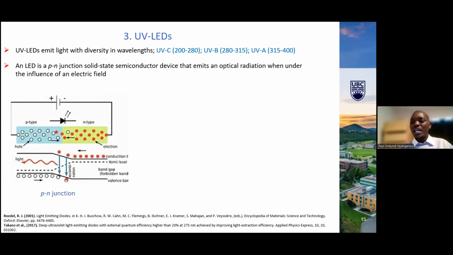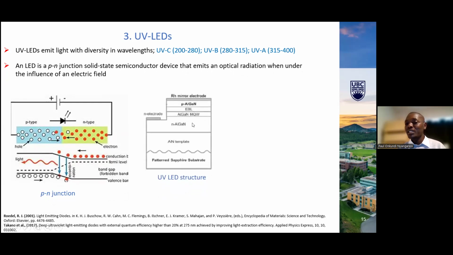So what really are UV LEDs? To understand UV LEDs, we need to understand the background. A UV LED is a PN junction solid state device. When you apply current, it can produce light. This is a simple junction of an LED, and inside a UV LED it has a feature like this. This is just the basic; there are many more complicated ones.